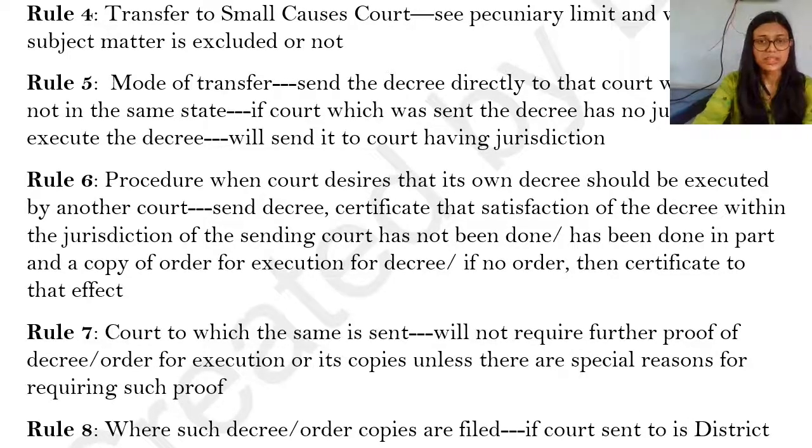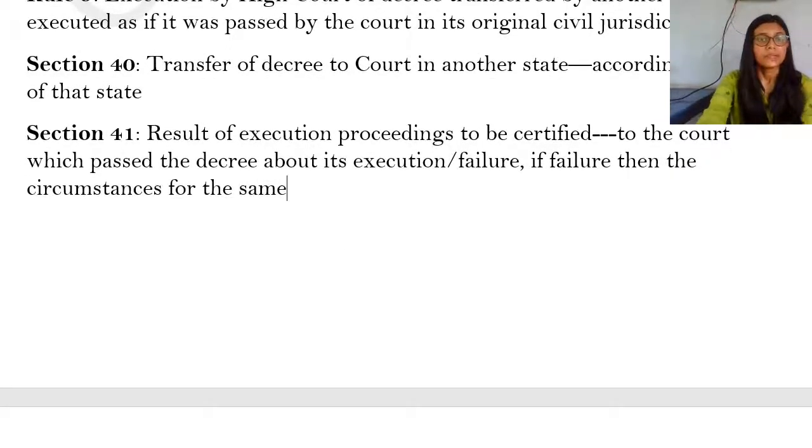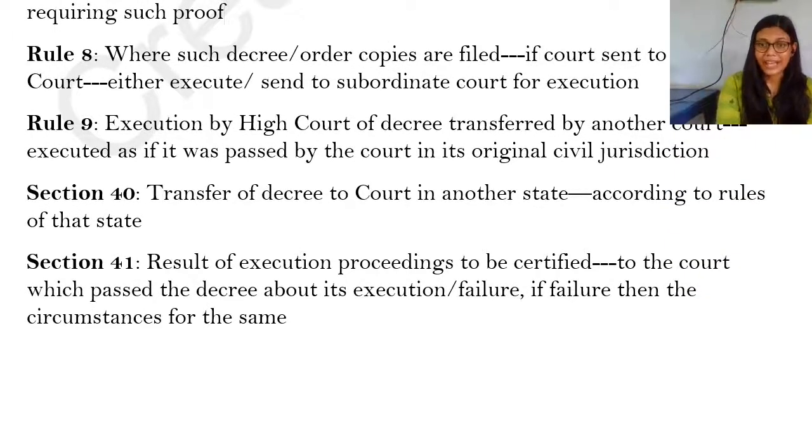Now, if such decree or copies are filed, that is rule number 8, and the court to which it is sent is a district court, what will the district court do? It will either execute it on its own or send it to a subordinate court. And under section 9, in the execution by a high court of a decree which was transferred to it by another court, it will execute it as if it was passed by the court in its original civil jurisdiction. Now, section 40 is talking about when you are transferring a decree to a court in another state. In whichever state you are transferring, you have to do execution according to its rules, whatever rules are there in relation to execution.